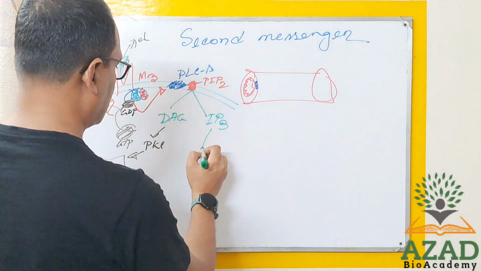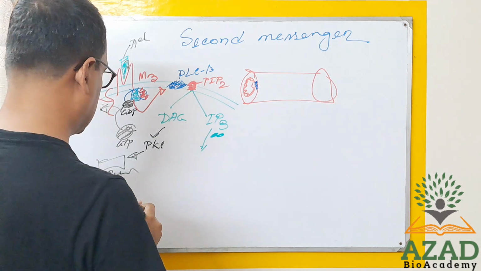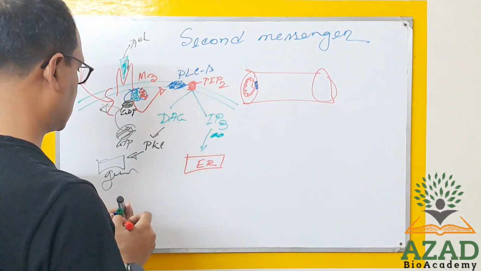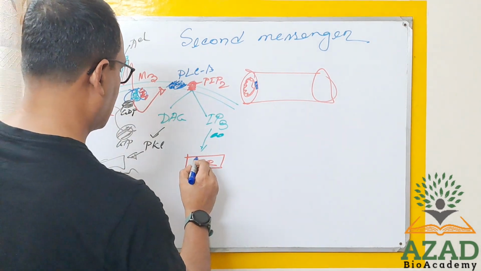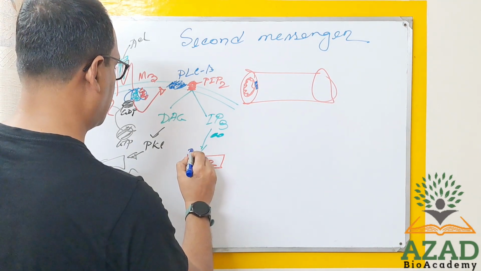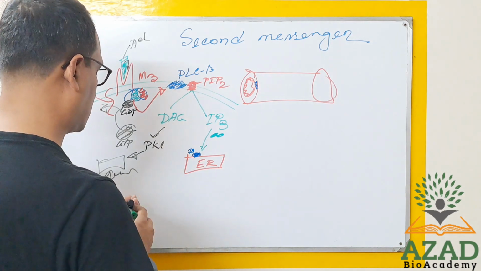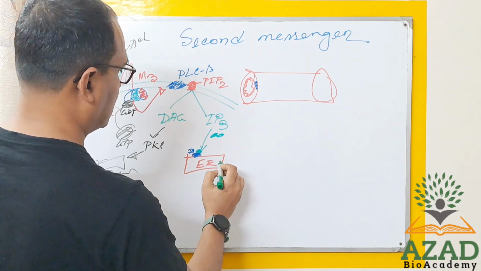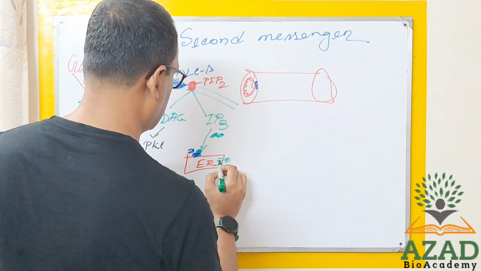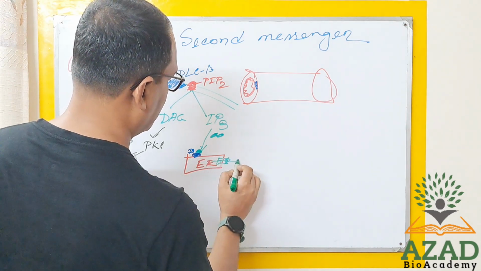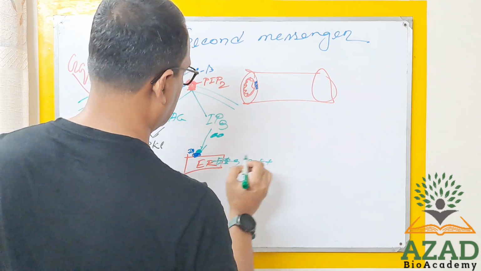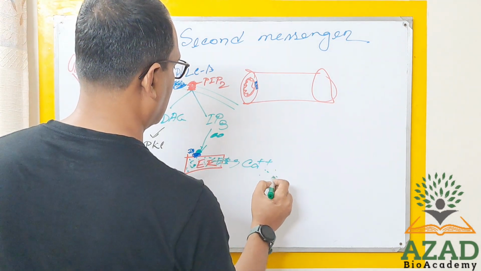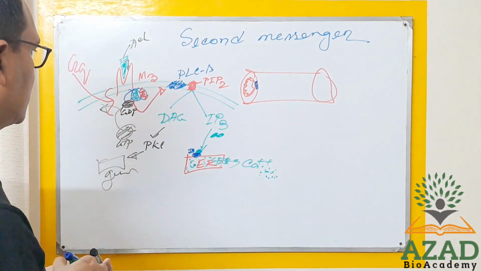And this IP3 will bind on the surface of the endoplasmic reticulum. You can think this is the IP3 receptor, and IP3 binding to the IP3 receptor will open the calcium channel. So I just draw here, and calcium will come out. You can think this is the calcium, because the endoplasmic reticulum or sarcoplasmic reticulum are the storekeepers of calcium. Then what will happen?